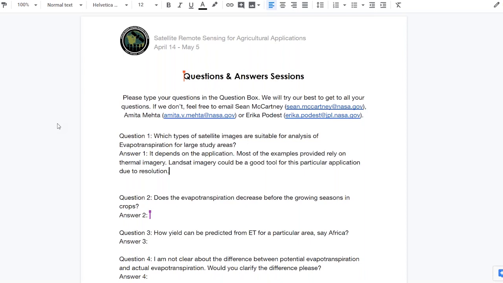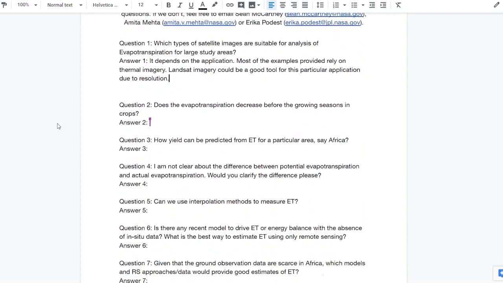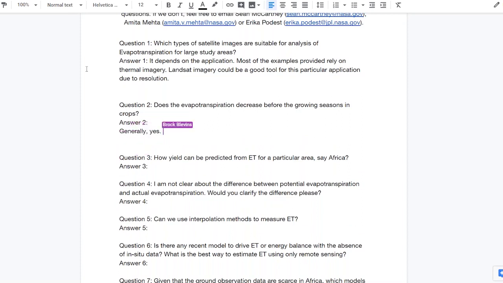Great. Question 2: does the evapotranspiration decrease before the growing seasons in crops? Well, generally, yes. So think about what goes into, say, let's start with potential evapotranspiration. What would happen in a situation where the land surface was well watered?